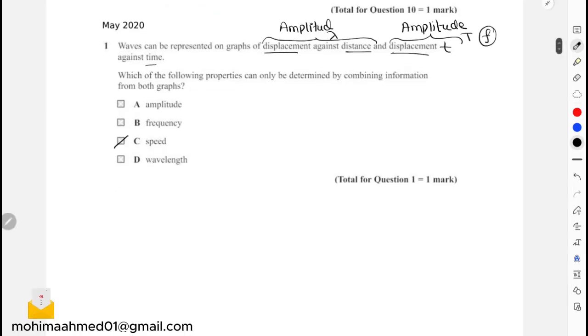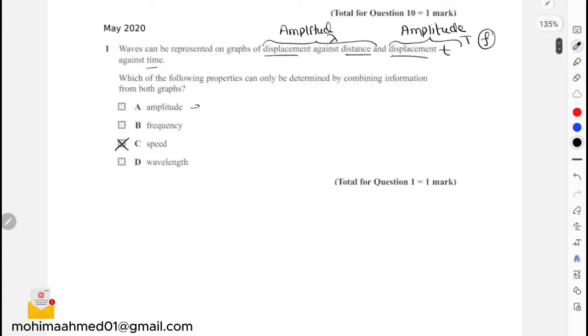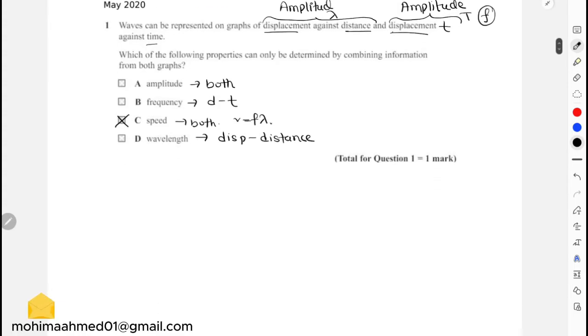So speed is the only quantity that requires information from both the graphs. You can get that on both graphs, right? But then again, this one is only available for the displacement-time graph. This one is available for the displacement-distance graph, right? And you need to use both graphs to calculate this speed, which is v equals f lambda. So D over here is the correct answer.